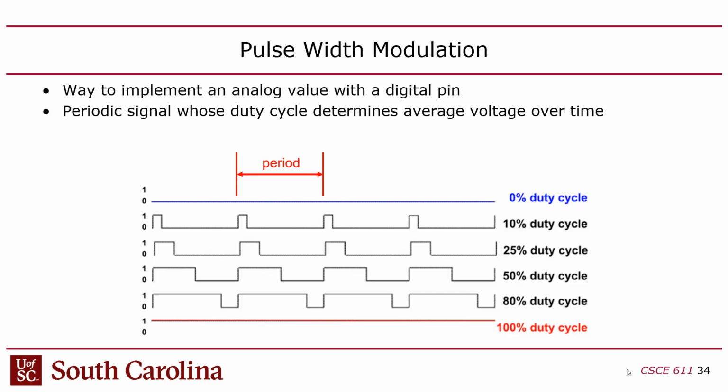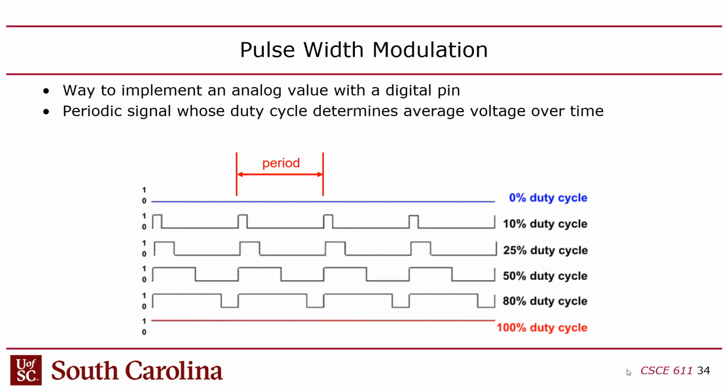And the analog value that this is meant to represent is the voltage of a 1 multiplied by the duty cycle. So if this is a 5-volt signal and I have a 10% duty cycle, then this is meant to represent a 0.5 volt signal. Does that make sense? Now you might say, well, how does that work?